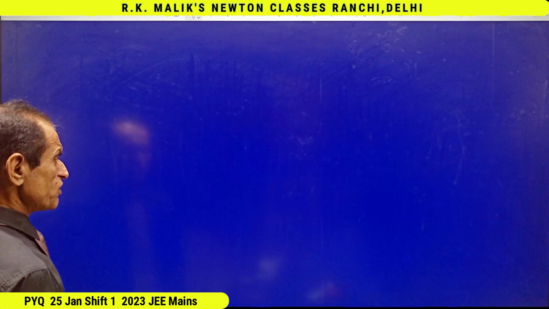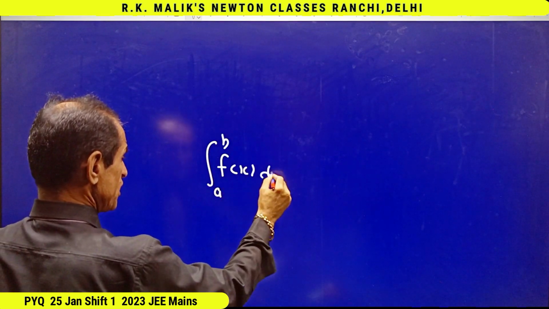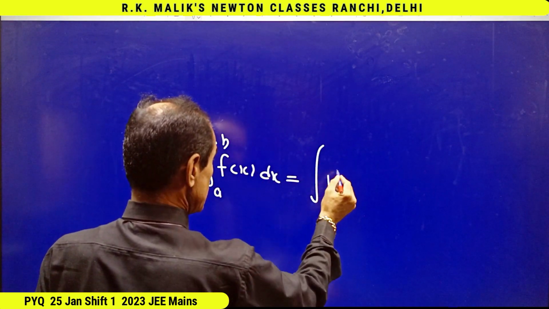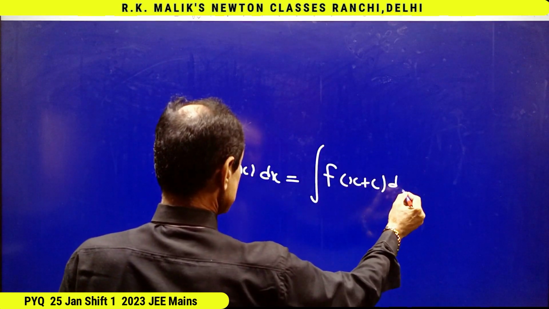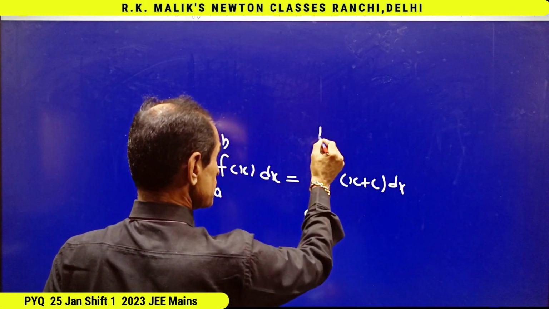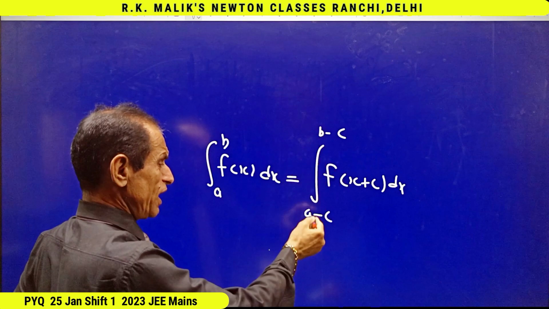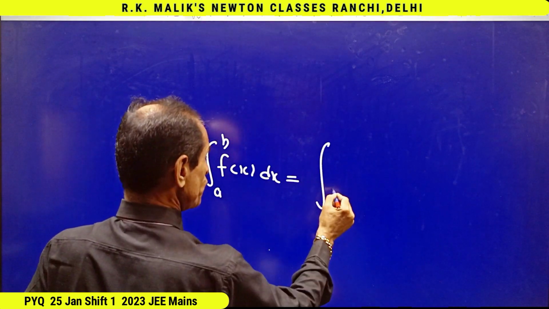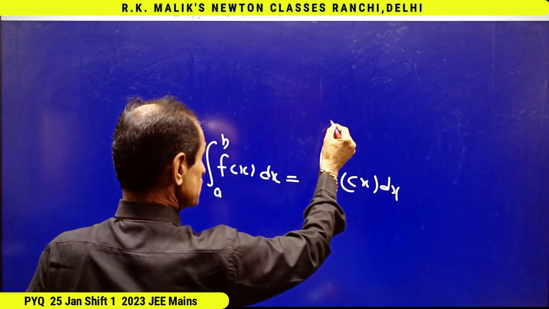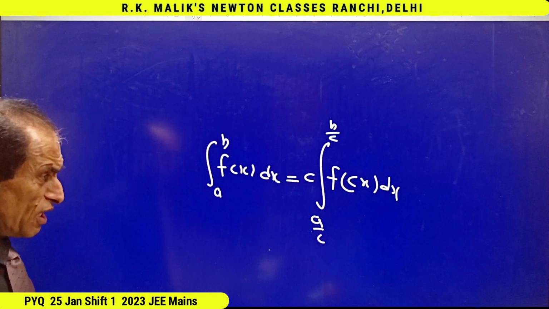And the third concept which you should remember is that for the integral from a to b of f(x) dx, suppose sometimes you want to bring x plus c. If you want to bring x plus c instead of x, you will have to subtract c from the lower limit and upper limit. Similarly, if it is x minus c, you will be adding c. Similarly, if you want to bring f(cx) instead of x, you will have to divide by c. But if you are writing cx for x, you will have to write c outside also.